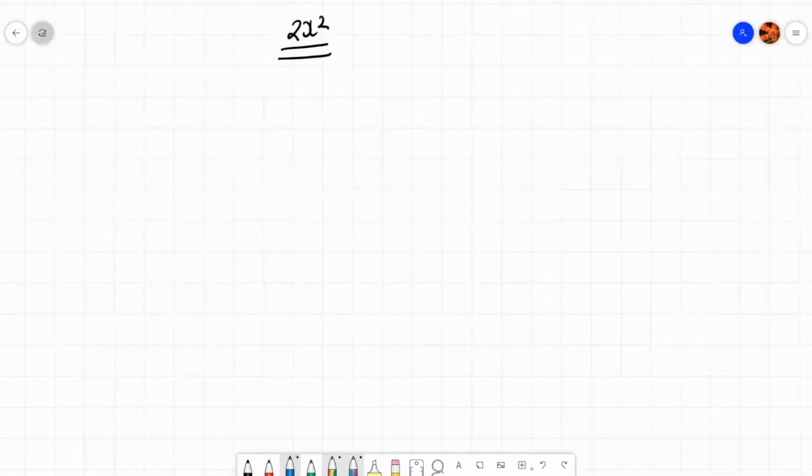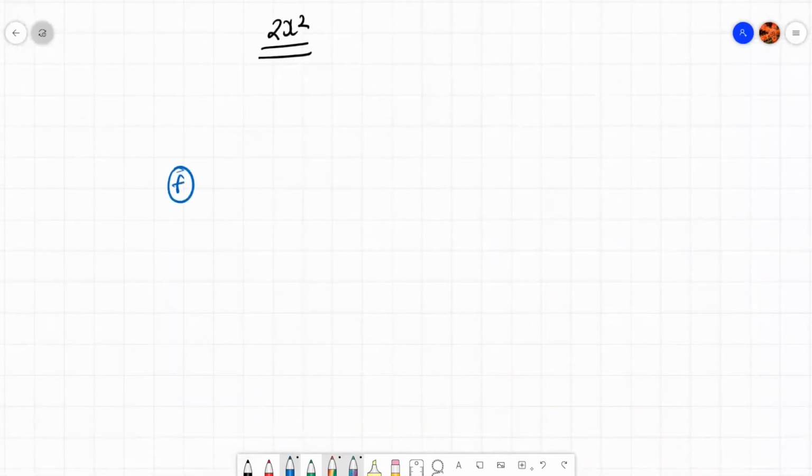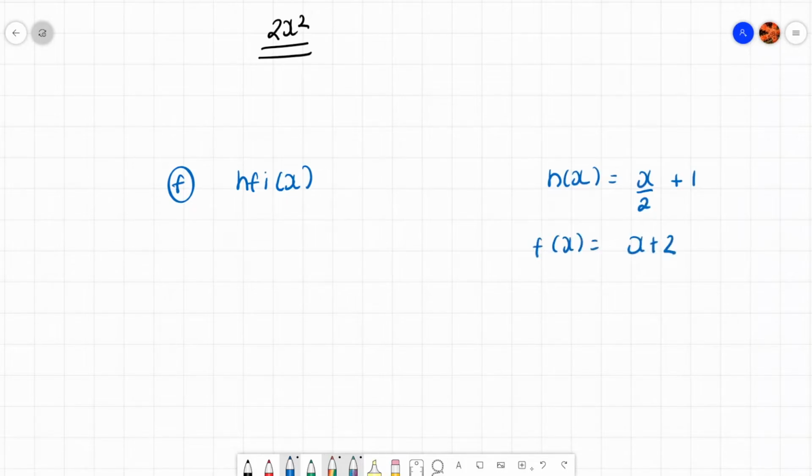Okay. So this time, we're on F now. Let's have a look at h f I of x. Okay, let's just write down what we need. H of x was x over 2, add 1. F of x is x, add 2. And then I of x was x plus 2 all squared.